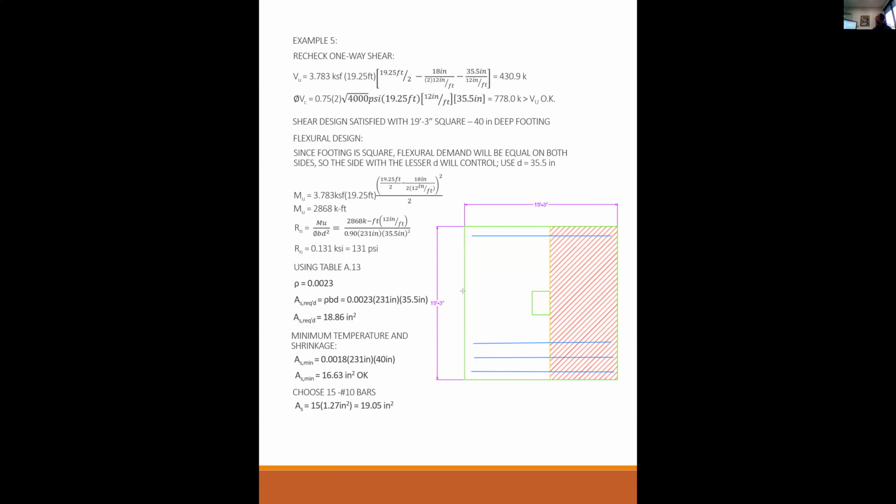But you could also bend about this line or this line. So you also have to have reinforcement here. 1, 2, 3, all the way up to 15. They have to be in both directions. That makes sense? Does that mean you technically need 30 number 10s? Yes, it does. You need 15 number 10s in each direction.